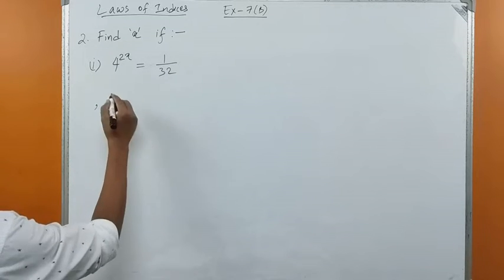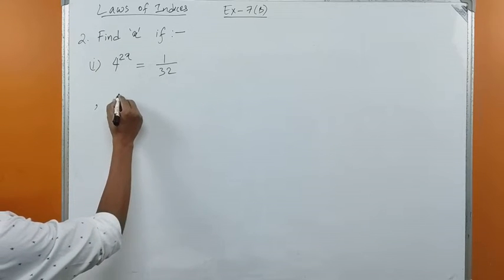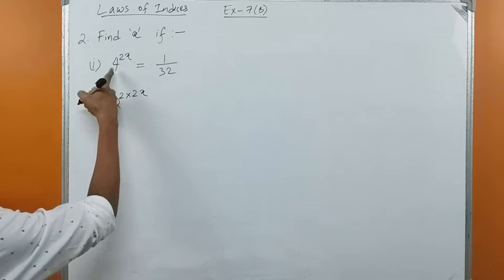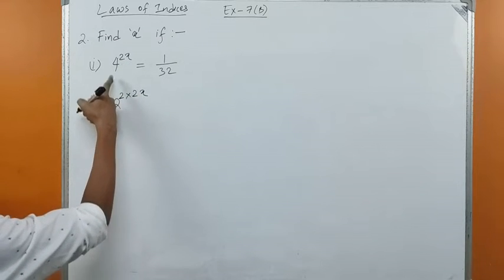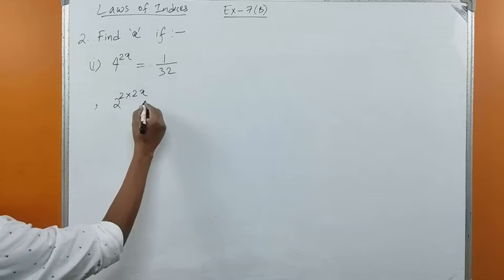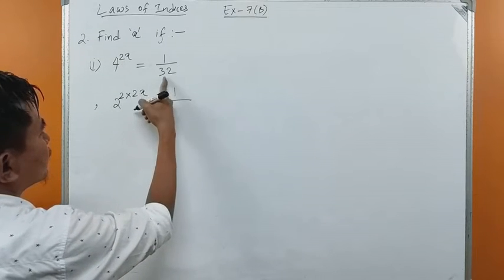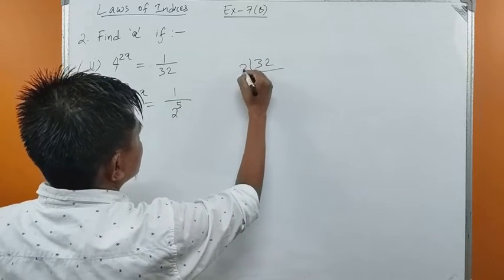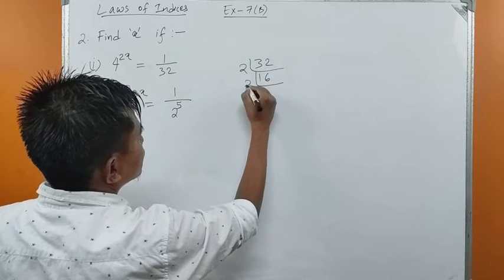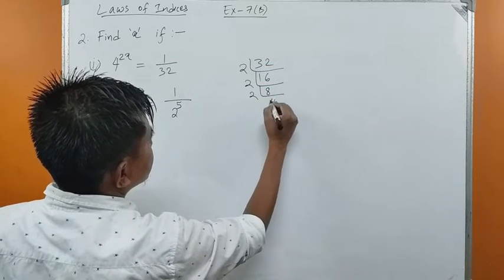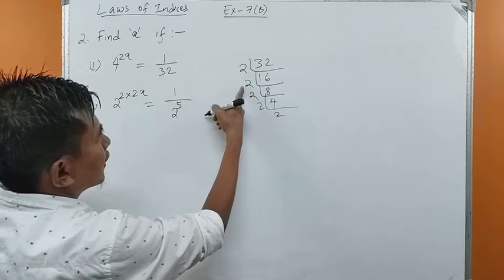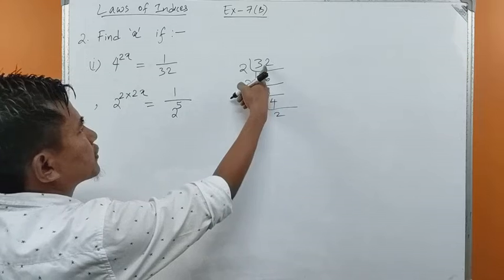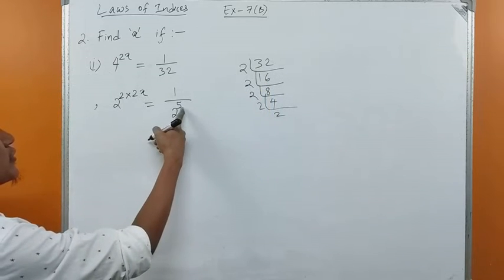Let's do this. 4 means 2 squared, isn't it? 2 squared is 4. So 2 into 2x equals 1 upon 32. 32 means 2 to the power 5, isn't it? 2 ones are 2, 2 twos are 4, 2 fours are 8, 2 eights are 16, 2 sixteens are 32. So 2 multiplied 5 times: 1, 2, 3, 4, 5. 2 multiplied 5 times gives us 32. This means 2 to the power 5 is 32.